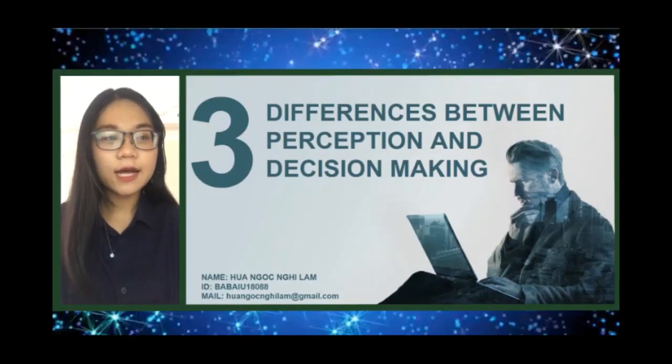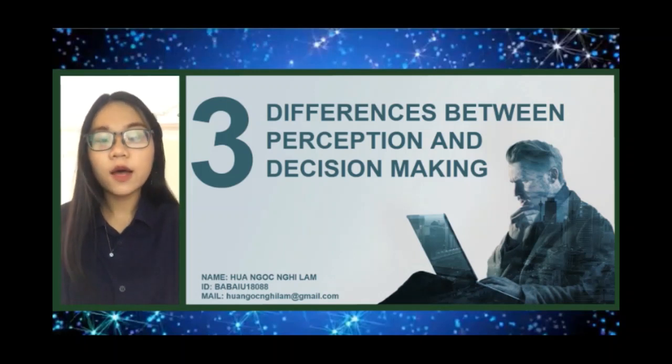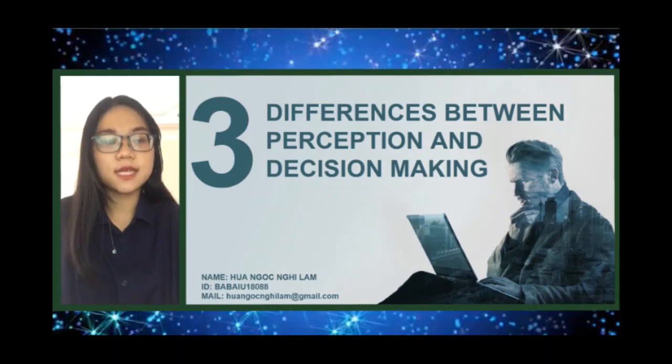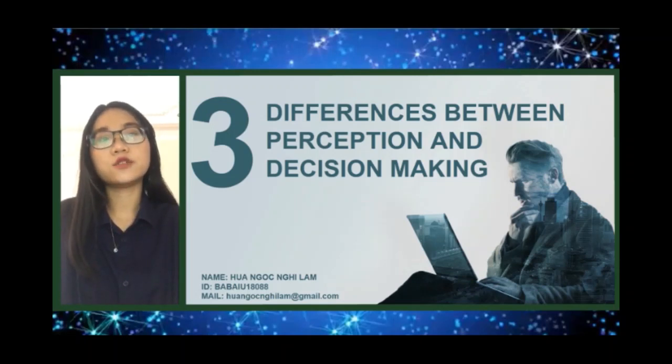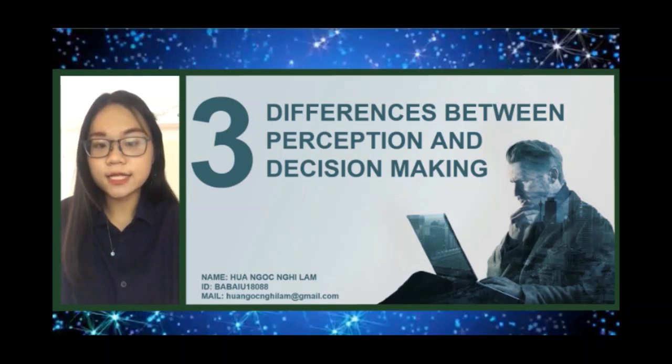So, hello everyone, my name is Nghi Lam and I am a member of Group 6. I will be the representative for my group for the next part of chapter 6, and I will help you distinguish the difference between perception and decision making. More than that, we will also contrast three categories: first, rational decision making, then bounded rationality, and finally intuition.